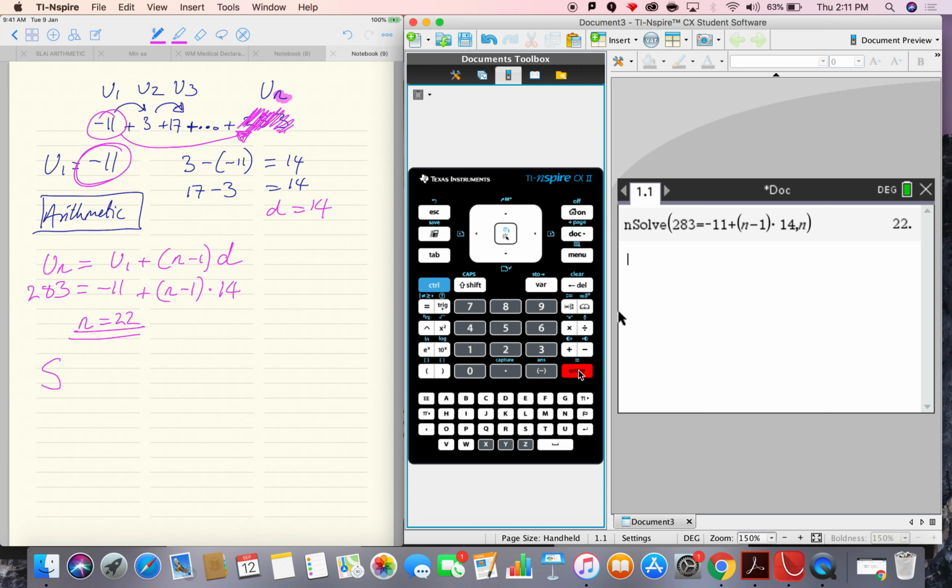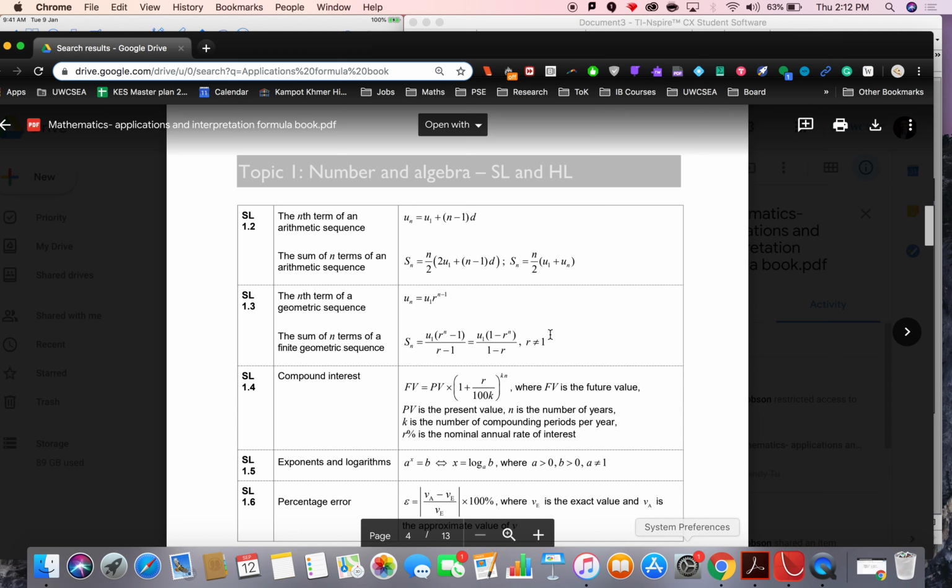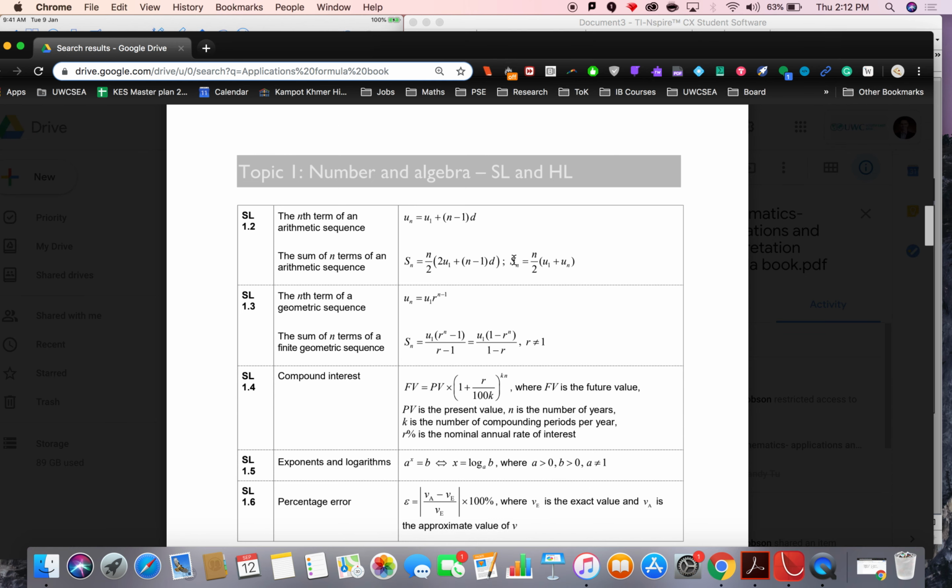So now the sum formula, well, there's two formulas, isn't there? Let's just go and have a look at the formula sheet. This is the sum of arithmetic. So let's go and have a look at the sum of arithmetic. Here we go. There's two different formulas you can choose. You choose the one that's most appropriate.